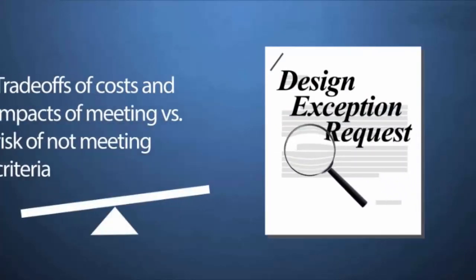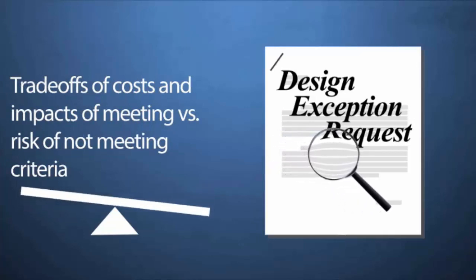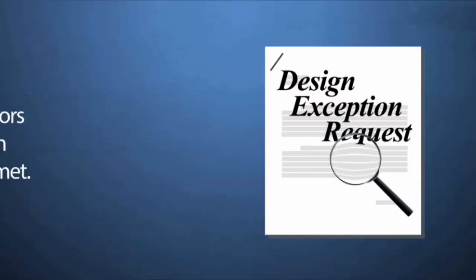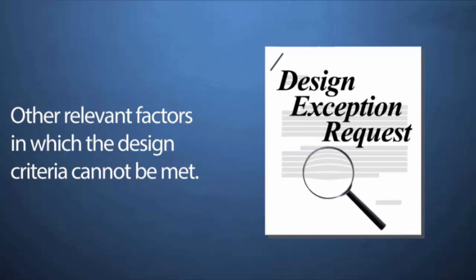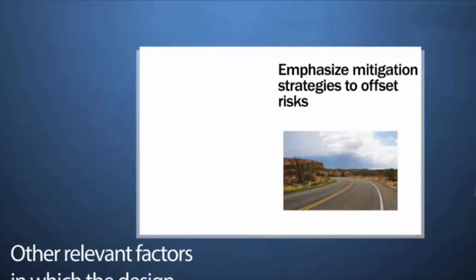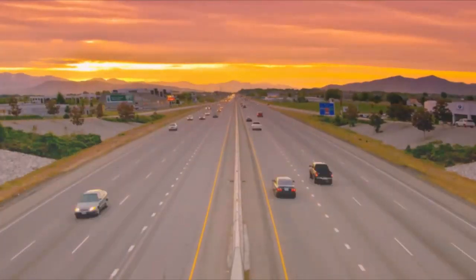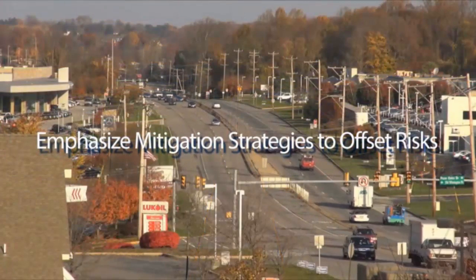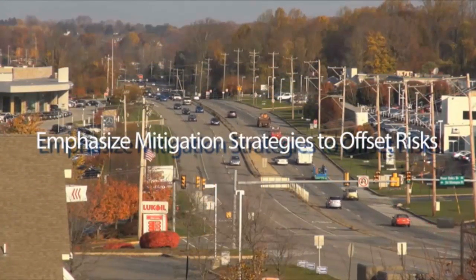Include details of how you considered the costs and impacts of meeting the design criteria, the risks involved of not meeting the criteria, and any other relevant factors, such as traffic volumes or speeds, or the extent to which the design criteria cannot be met. If you are considering a design exception, it is important to emphasize the mitigation strategies you have considered to offset the risks of not meeting the design criteria.